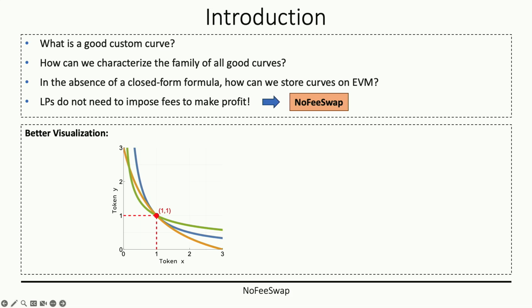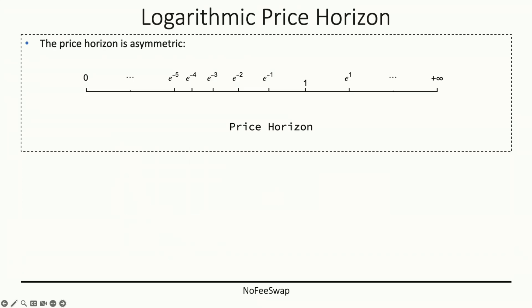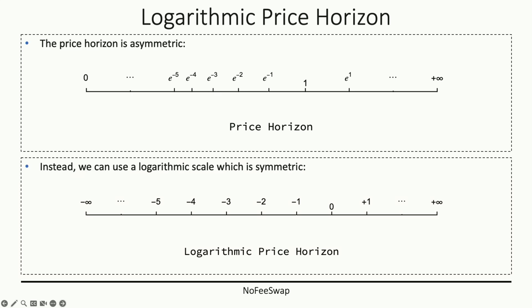All right. First, we need to come up with a better way of visualizing these curves. The main problem with this geometric illustration is that it does not offer insights on how the liquidity is distributed. To address this, we're going to introduce the notion of liquidity distribution function. Consider the price horizon. The thing that bothers me about the price is the asymmetry. That is why it is very helpful to instead visualize the price on a logarithmic scale, from negative infinity to positive infinity. This way, everything is symmetric.